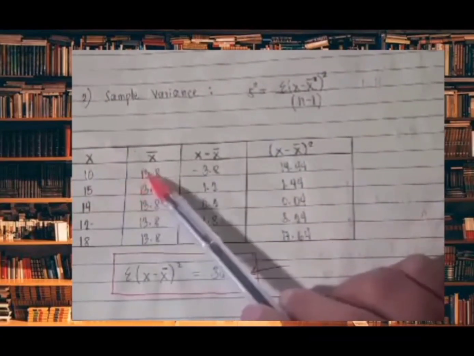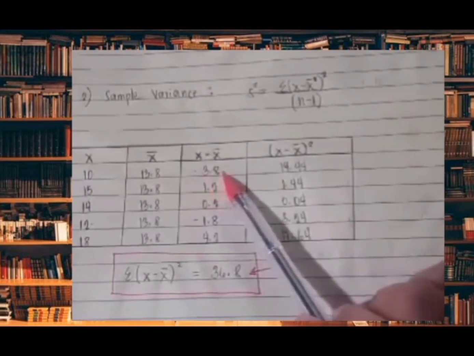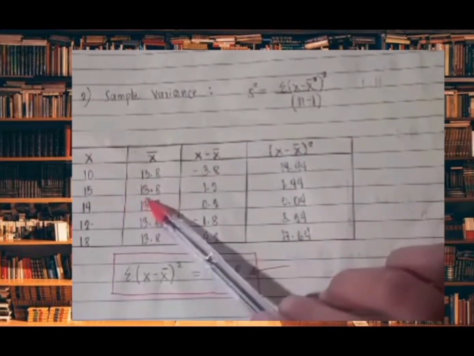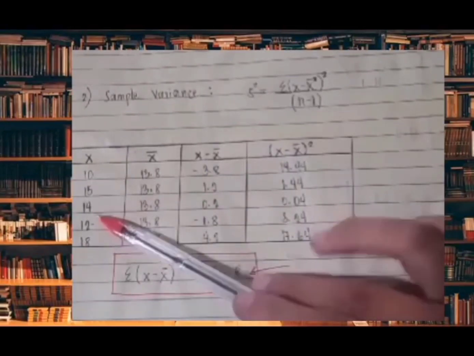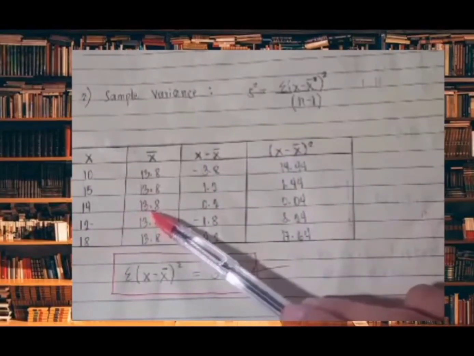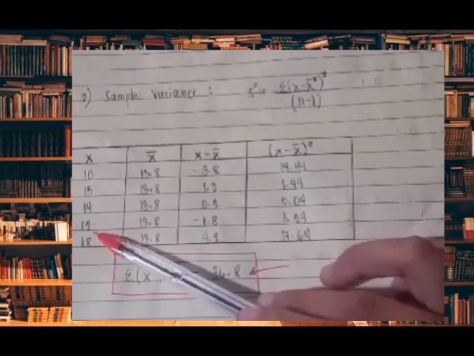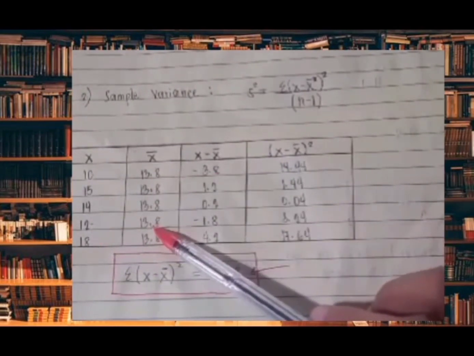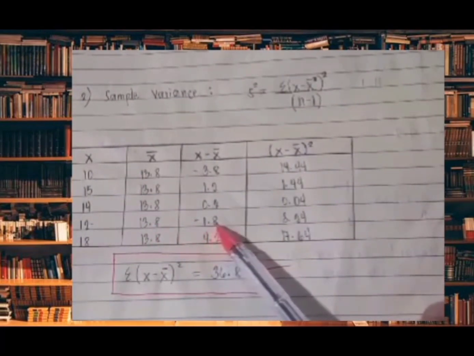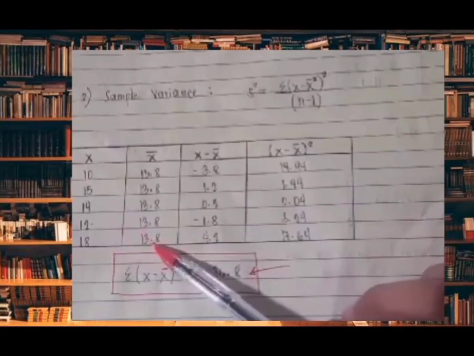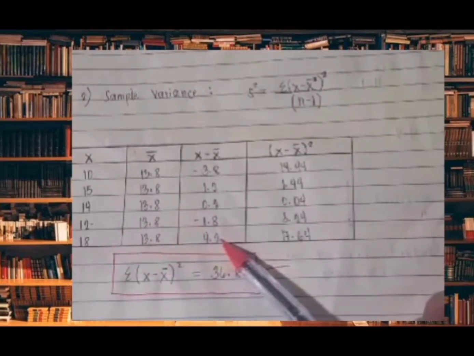10 subtract by 13.8 is equal to negative 3.8. 15 subtract by 13.8, the answer is 1.2. 14 subtract by 13.8, the answer is 0.2. 12 subtract by 13.8, the answer is negative 1.8. 18 subtract by 13.8, the answer is 4.2.